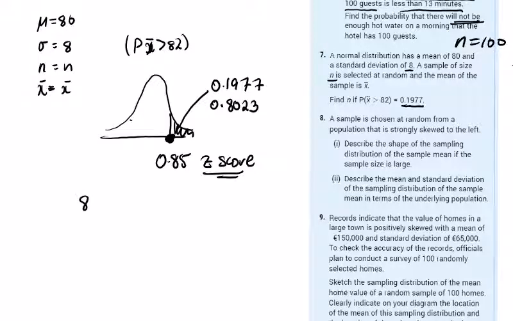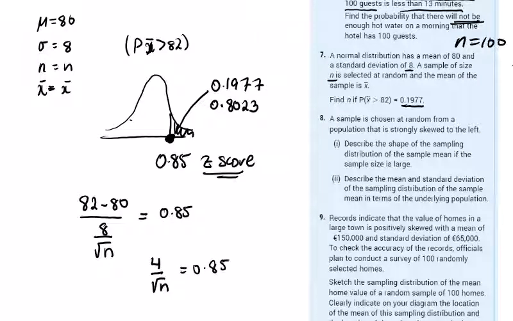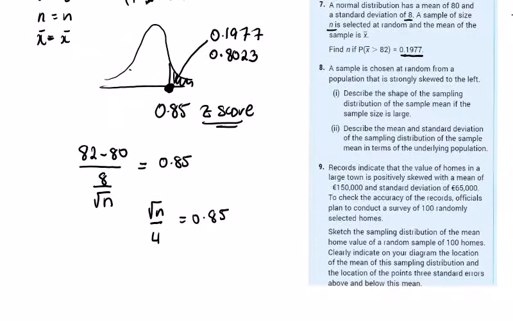So I can say that 82 minus 80 divided by 8 over the square root of n has to be equal to 0.85. 2 over 8 is 1 over 4. No, we're going to get 2 over 8 over root n, so root n goes on top, root n over 4. So we're going to get root n to be 0.85 times 4, which is 3.4.